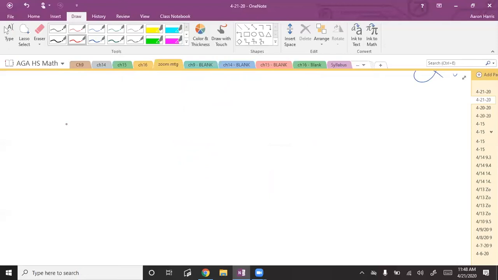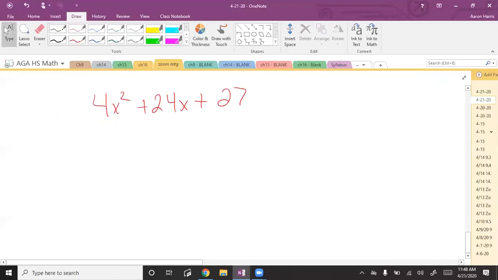Yeah, I'm on that. So 4x squared plus 24x plus 27. All right, Aiden. I'm not going to say anything. Do it. Okay, help. So it's A. 4 is A, or A equals 4, B equals 24, C equals 27. Good. And then it's A times C. Got it. So then it's 4 times 27.